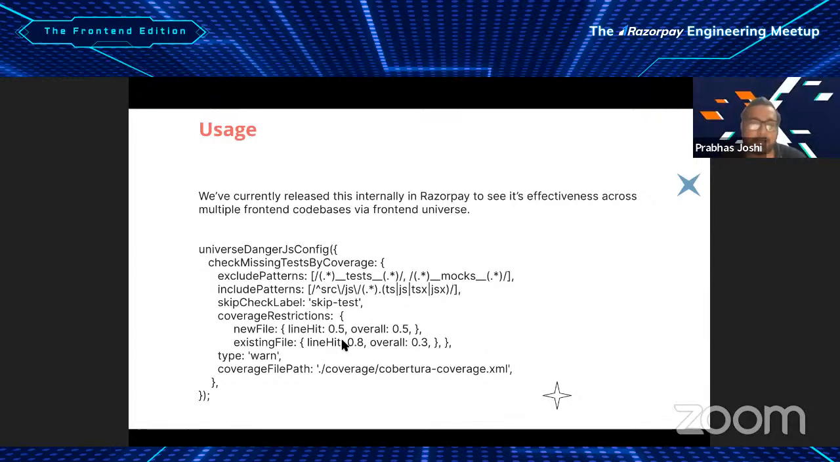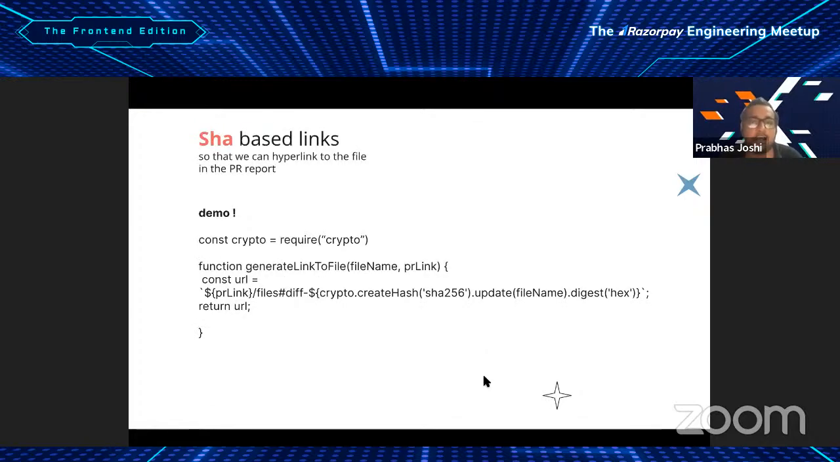So if you are changing 100 lines in an existing file, 80% of them should be covered, and the overall file coverage should be 30%. This is the main driver that drives the whole check. We are saying that if this check fails, then simply put a warning on the PR. We can change this to failure if you are pushing for something more aggressive. And lastly, whenever I'm running my code coverage check on CI, here's the path to my coverage XML, which will be used in the CI.